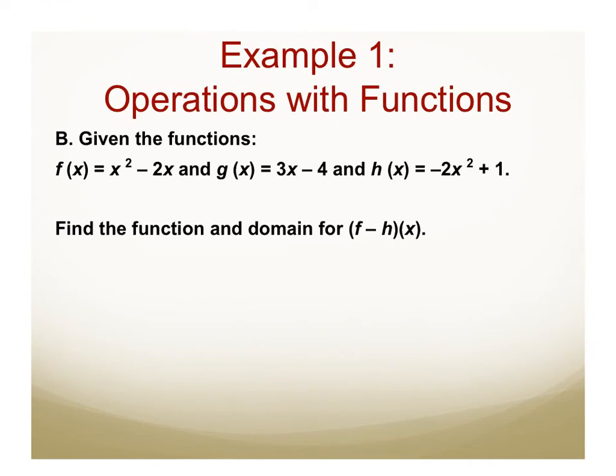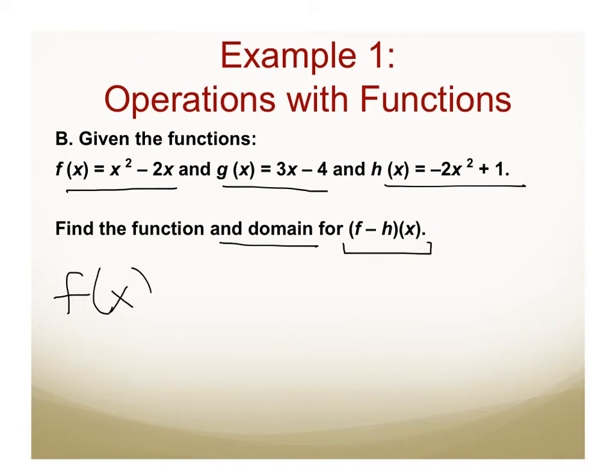In example 1, part B, we're looking at operations with functions. We are still given the same three functions as in part A. We have f of x, g of x, and h of x. This time they would like us to find f minus h of x, as well as its domain. So I'm going to start with the function f of x, which we already determined in the last example had a domain of negative infinity to infinity.